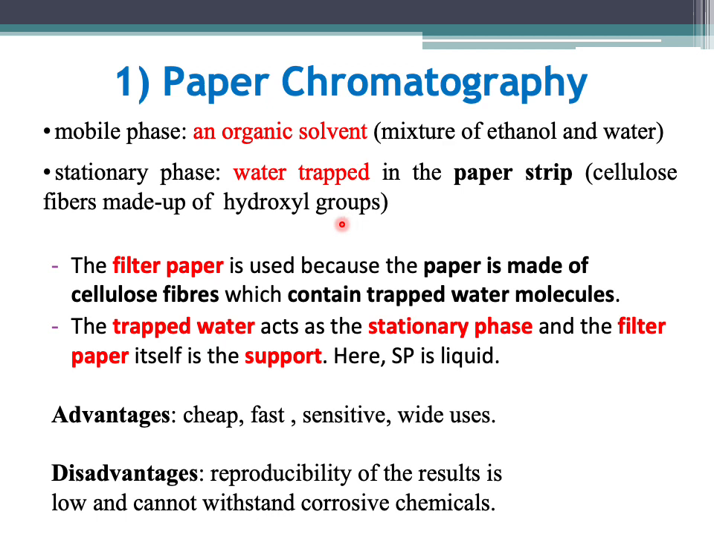So the filter paper is used because it is made up of cellulose fibers which contain trapped water molecules. The trapped water acts as the stationary phase, and the filter paper itself is the support. Here, the stationary phase is a liquid.